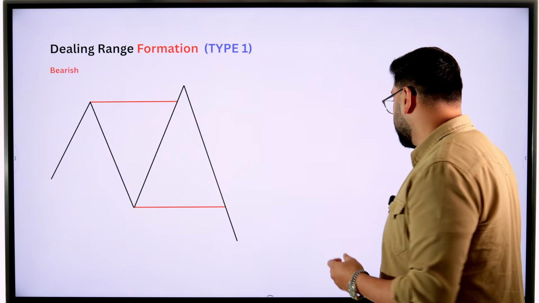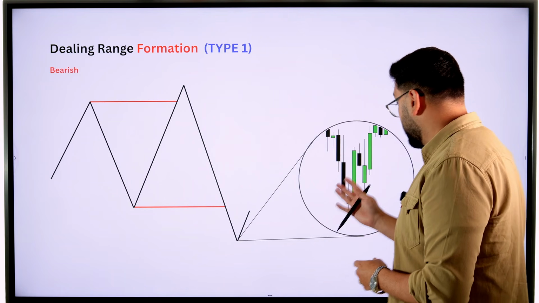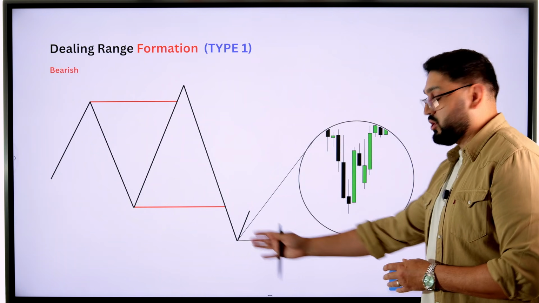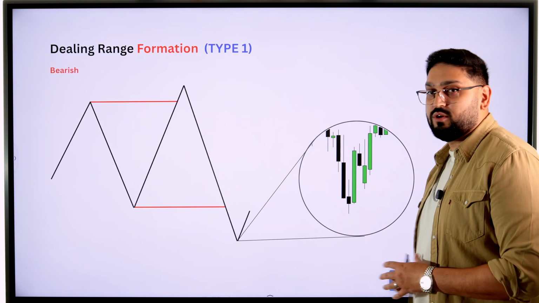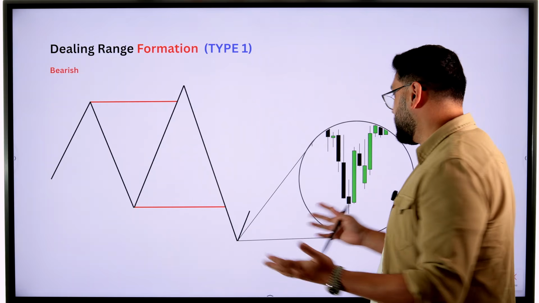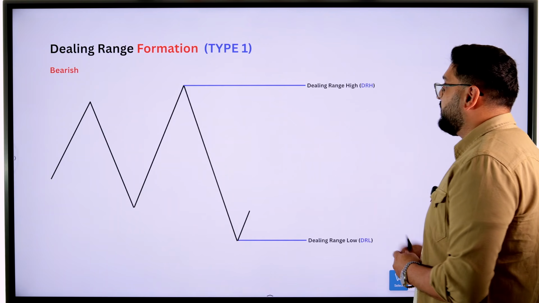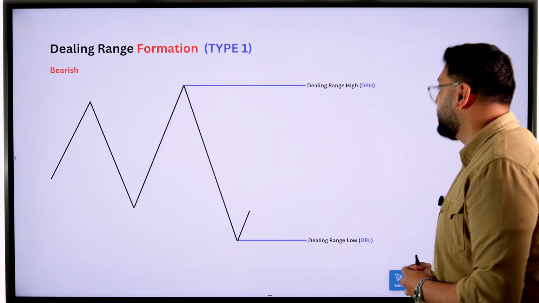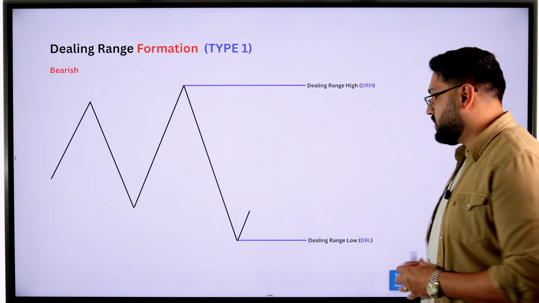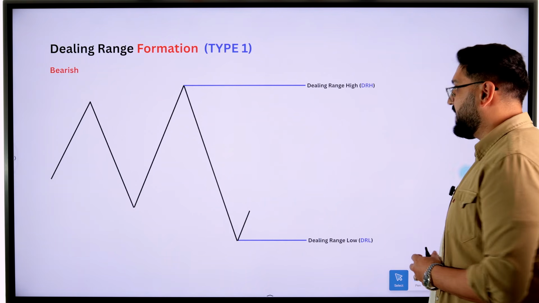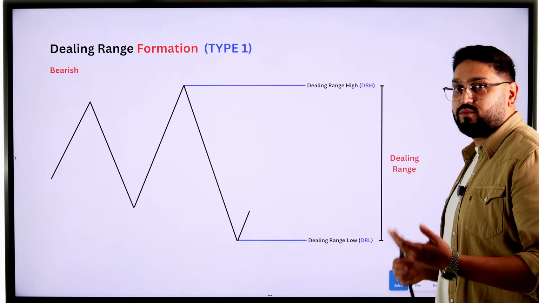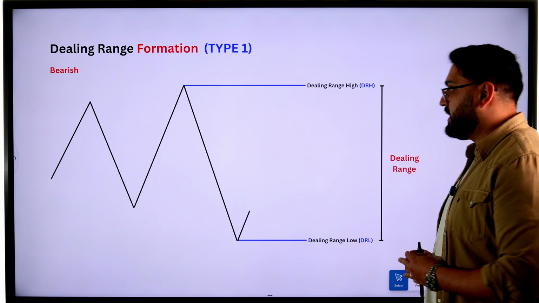Now, what we want to see happen is another 3-bar swing formation, which confirms the formation of a dealing range low. Once this happens, we have the formation of a new dealing range high and a new dealing range low, and we can define this as a dealing range, or more specifically, a type 1 dealing range.